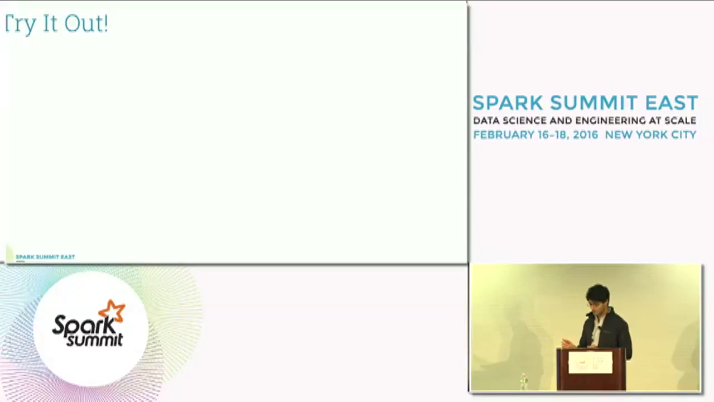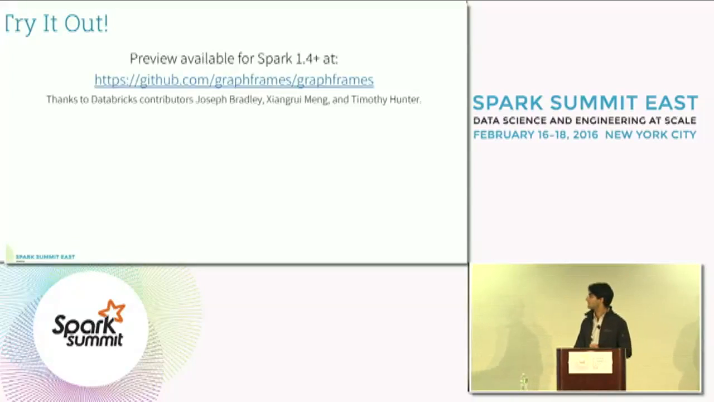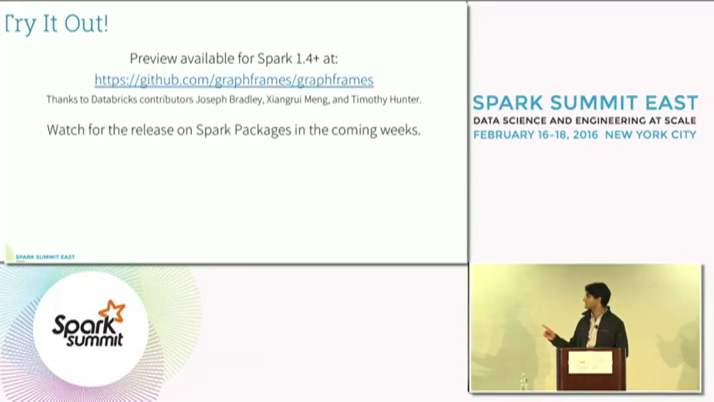Okay, so finally, I'll just leave with this announcement. There's an open source preview available for Spark 1.4 plus. It doesn't have all of the stuff that I was talking about in this talk, but those optimizations will come in pretty soon. We're also going to make a Spark package release in the next week, likely. Thanks to the other Databricks contributors, maybe they may be here. There's a bunch of people who have worked on this. And that's my email in case you want to contact me. I'm happy to take questions.